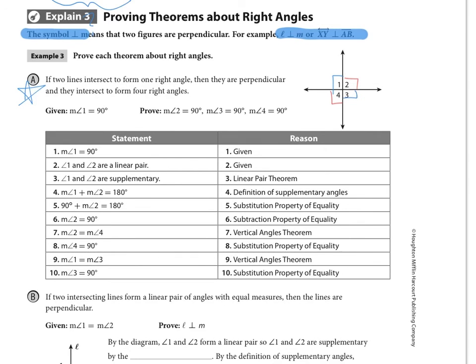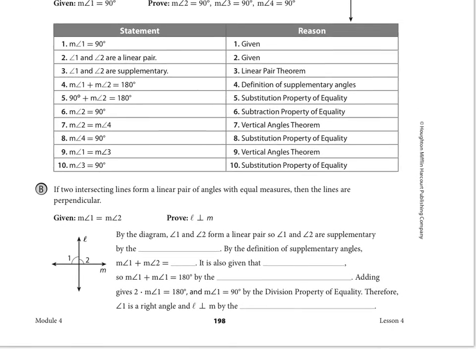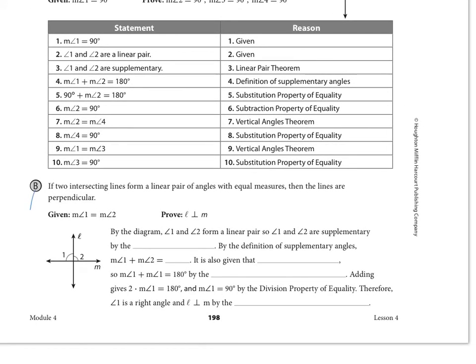Then the second theorem on this page that you need to be aware of is part B, which says if two intersecting lines form a linear pair of angles that have equal measures, the only way that you can have a linear pair, that means they have a sum of 180, where it's equal measures, then that means that they are both 90 degrees. And so we read through this proof really quickly.